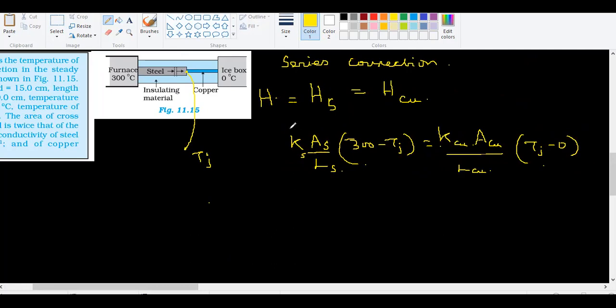So the thermal conductivity of steel is given. The thermal conductivity of copper is given. The area of steel is 2 times the area of copper, which means I can write this as 2 times the area of copper, so the area of copper will get cancelled out. I'll be getting 2 here. The lengths of the steel and copper rods are given. So substitute all these numbers and calculate the Tj. So that will be your answer.